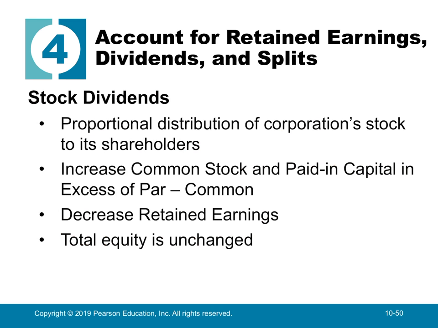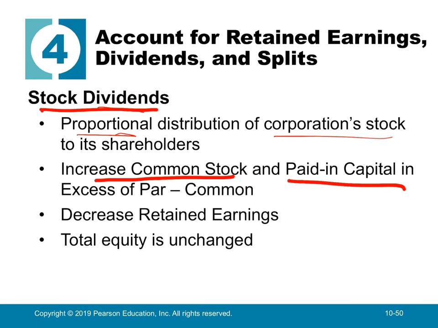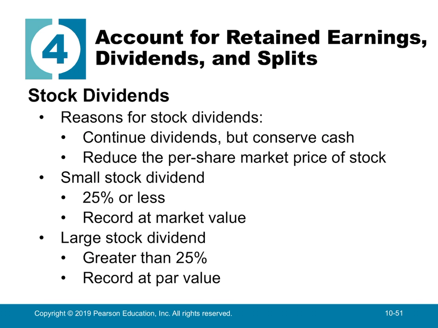There's also stock dividends. So instead of providing cash, they can issue stock, okay? So this is just going to be proportional to the ownership that you have, right? So if they do a dividend of whatever amount and you own 1% of the corporation's stock, you're going to receive 1% of the dividend. This will increase common stock and paid in capital in excess of par common. It will decrease retained earnings. Total equity remains unchanged.